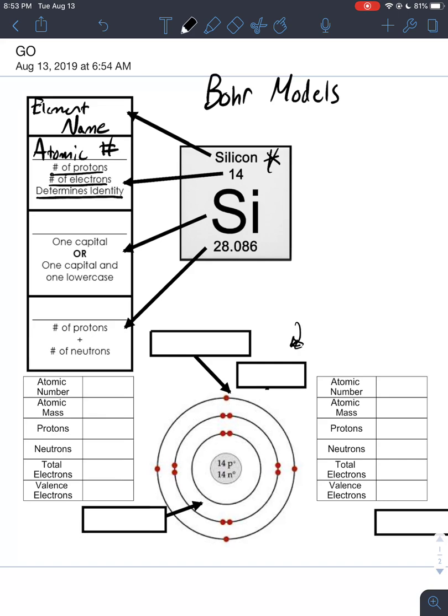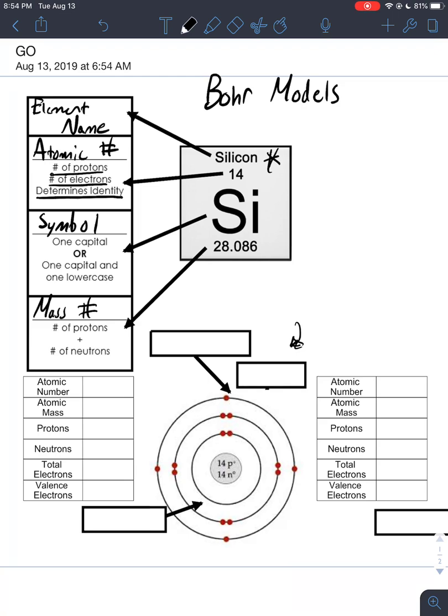Next up, one capital or one capital and one lowercase, that is called the symbol. This is often really big on the periodic table. So silicon's abbreviation is Si, carbon's is a capital C, oxygen's is a capital O. All right. Finally, in this little box, I want you to write mass number, or atomic mass. I'm going to use mass number so you can see another way we can represent it. We learned this last class. The mass number is the number of protons plus the number of neutrons.